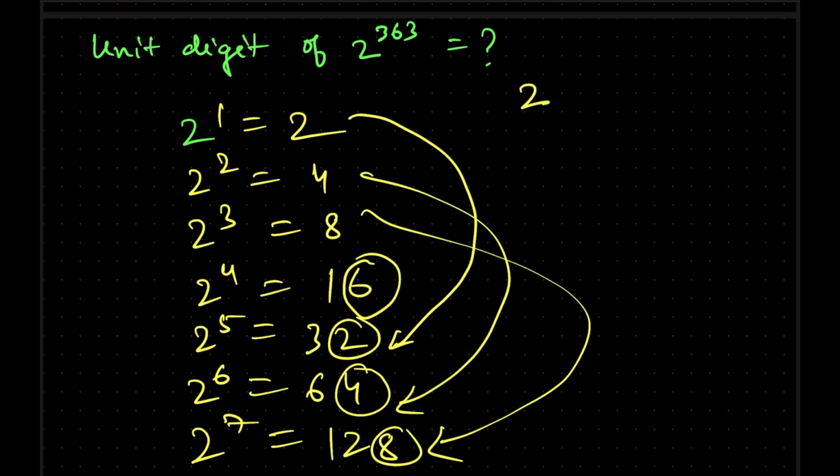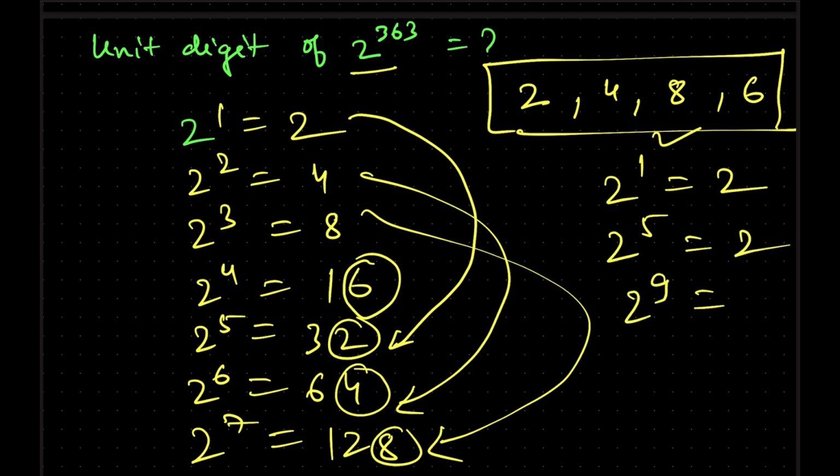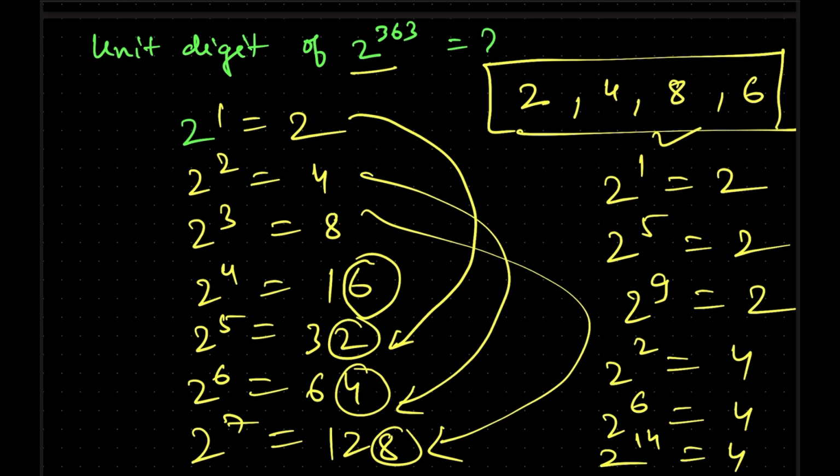So 2, 4, 8 and 6, these are the cyclicity table of 2. If 2 to the power 1 has last digit 2, 2 to the power 5 the last digit will again be 2, 2 to the power 9 again the last digit will be 2. So after every fourth interval we will find the 2 repeating at the unit place. Similarly, if 2 to the power 2 is 4, 2 to the power 6 will also be 4, and 2 to the power, suppose, 14 will also be 4.